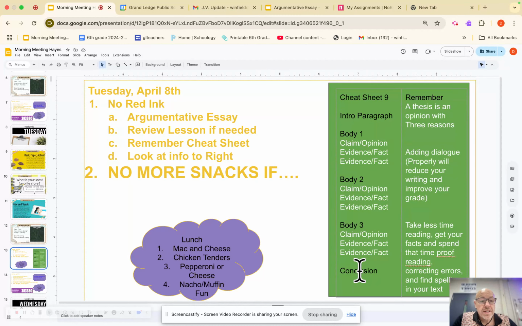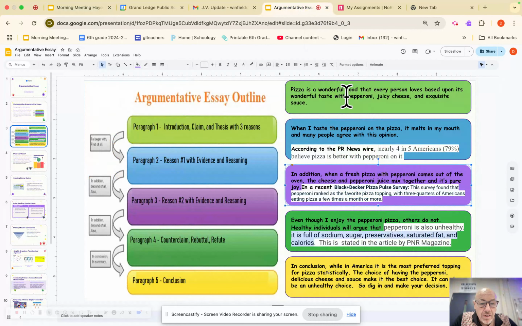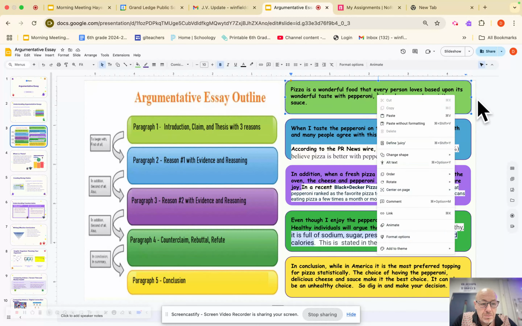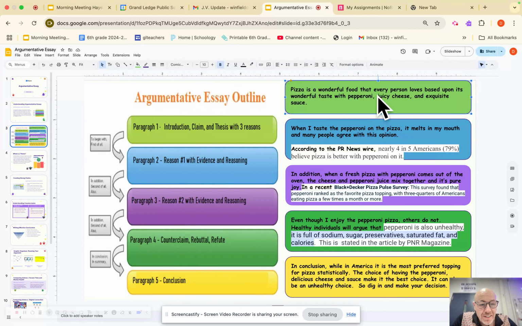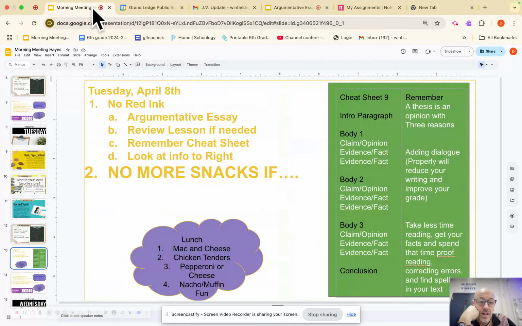Now, one of the things I want to point out to you is this right here. In my introductory paragraph, I need to have a thesis, which is an opening opinion with 3 reasons. If I go back to my example, here are my 3 reasons. The pepperoni has a wonderful taste. 1, juicy cheese right here. 2, and exquisite sauce. Those are my 3 pieces, or three reasons for my opinion.